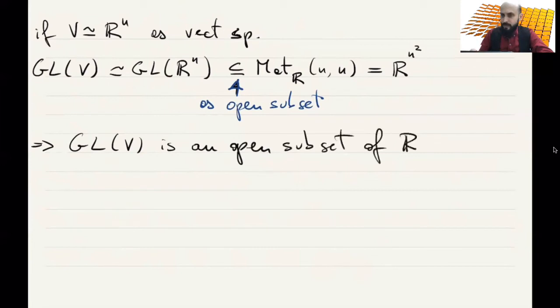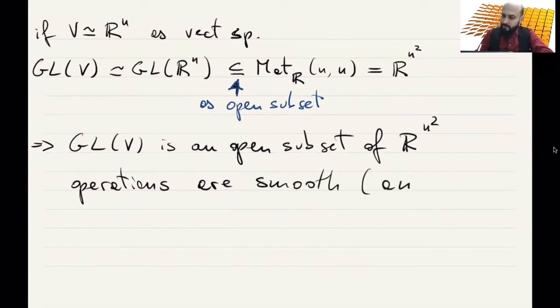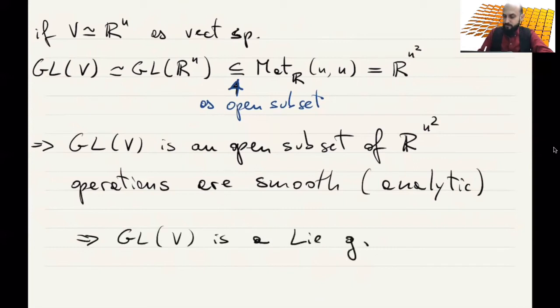In other words, GL(V), up to this identification, is an open subset of R^(n squared) on which the group operations are smooth. Actually, they are even analytic. And therefore, by definition, GL(V) is a Lie group. Very good.